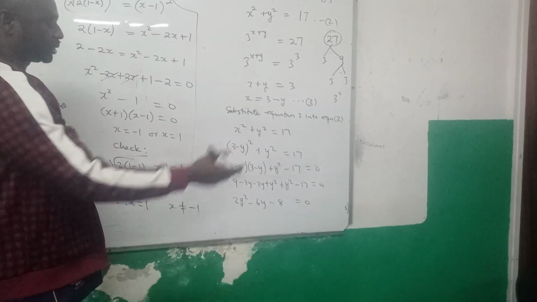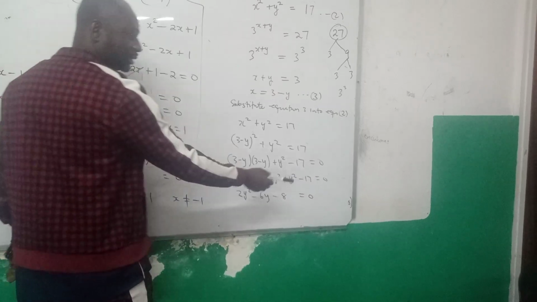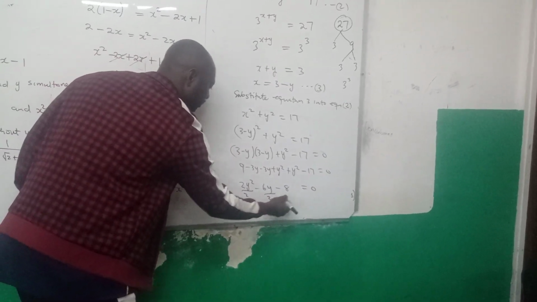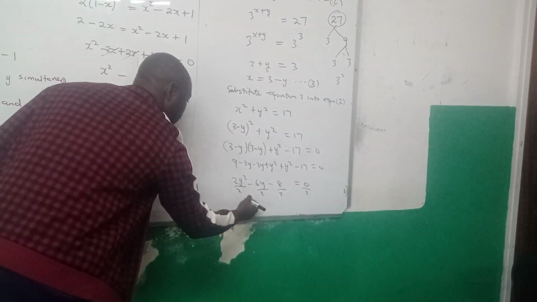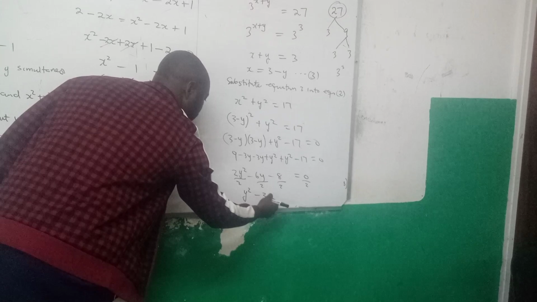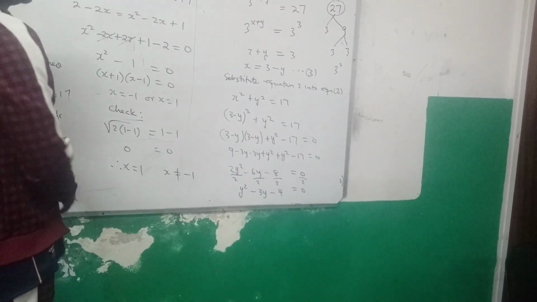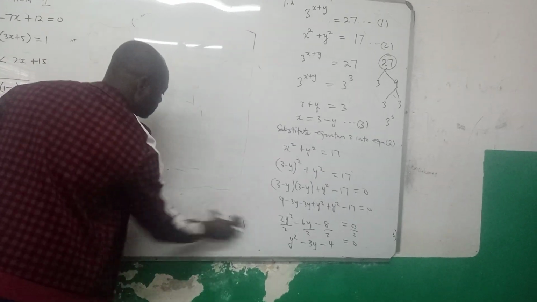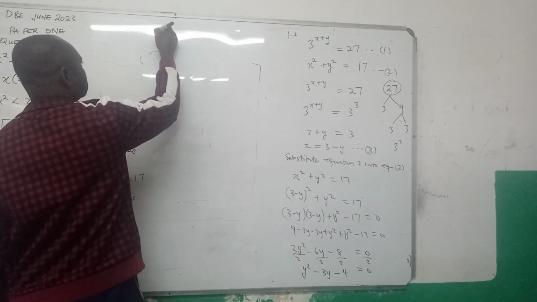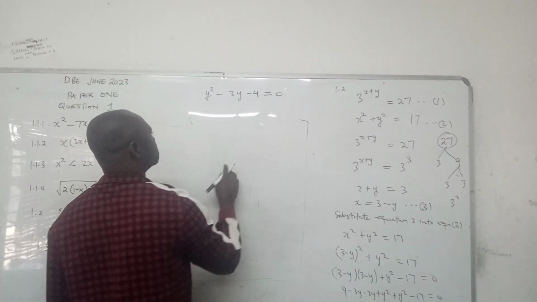You can use 2 to reduce this. 2 is a factor of all these numbers. So when I divide here by 2, here by 2, here by 2, here also by 2, what will I get? I will get y squared minus 3y minus 4 equals 0. Then I go to solve for y. When I solve for y, then I can come back and solve for x.